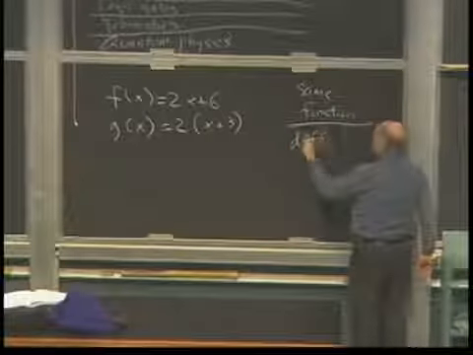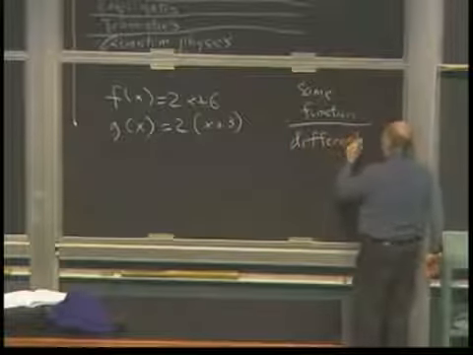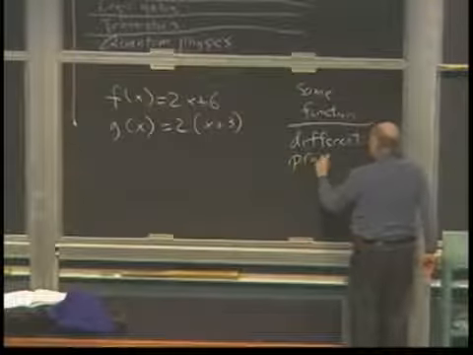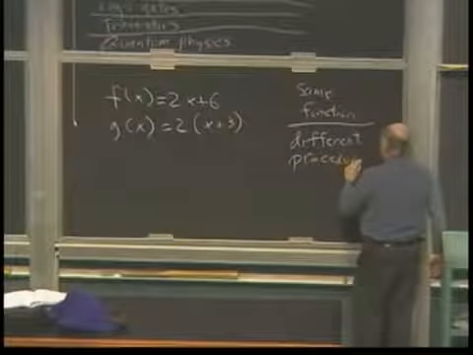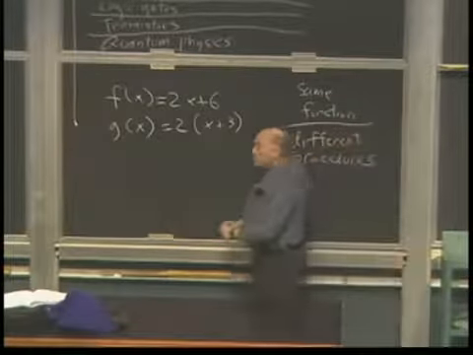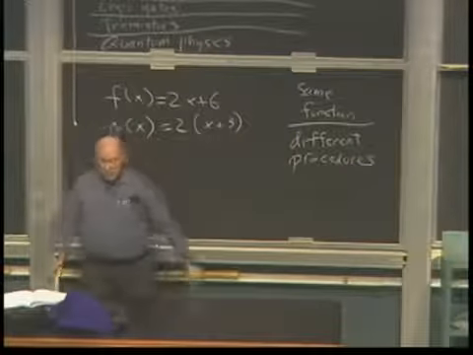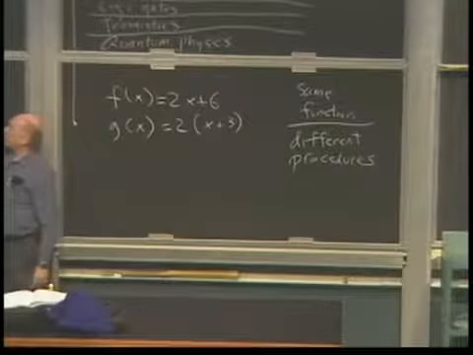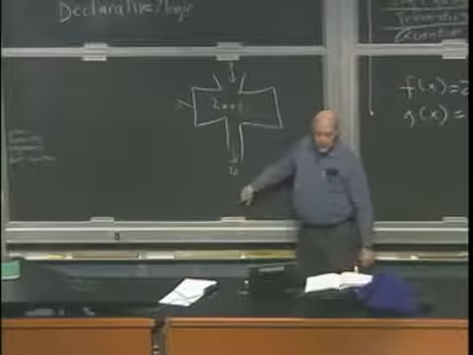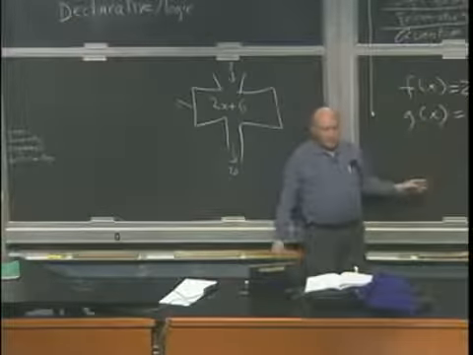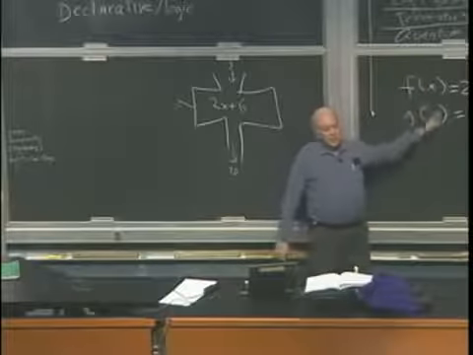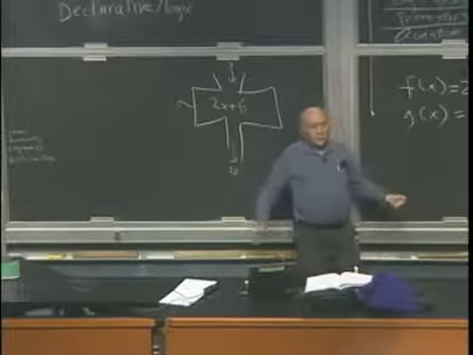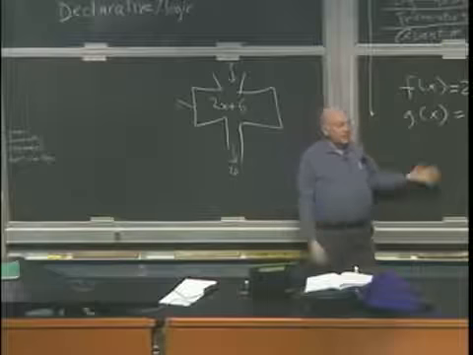but different procedures. They're the same function because a function doesn't really care what's inside the box. It cares if I put in 7, what answer do I get? And it's 20 for both of these, right? And the same for any other value of x that you put in. So as a function, they behave the same way.